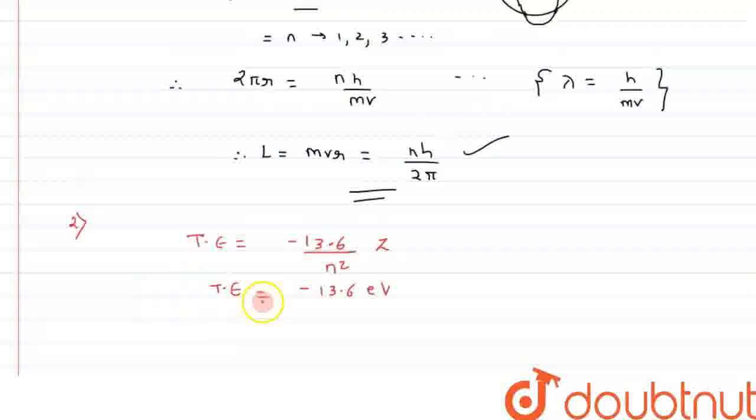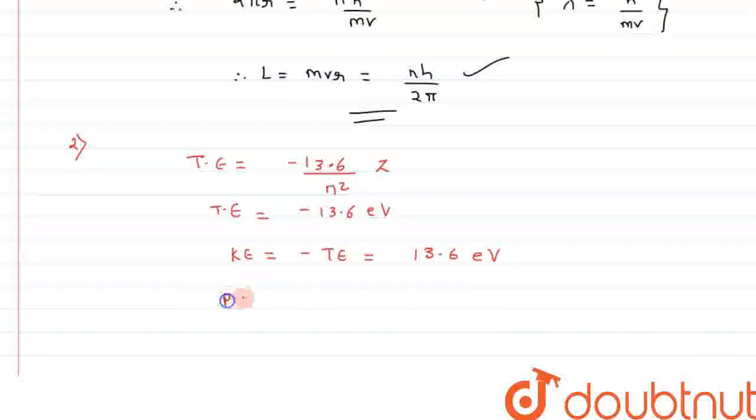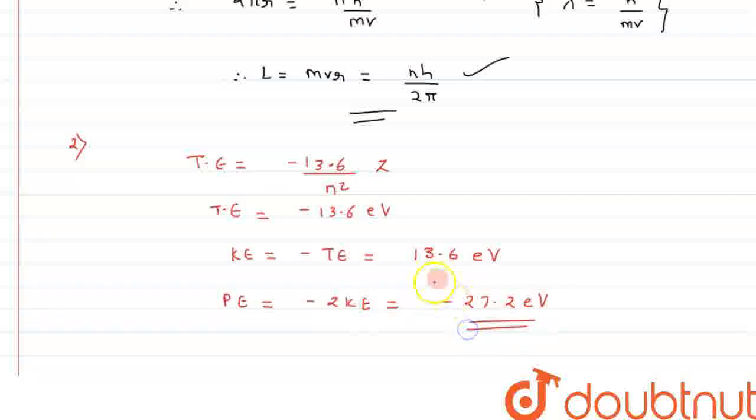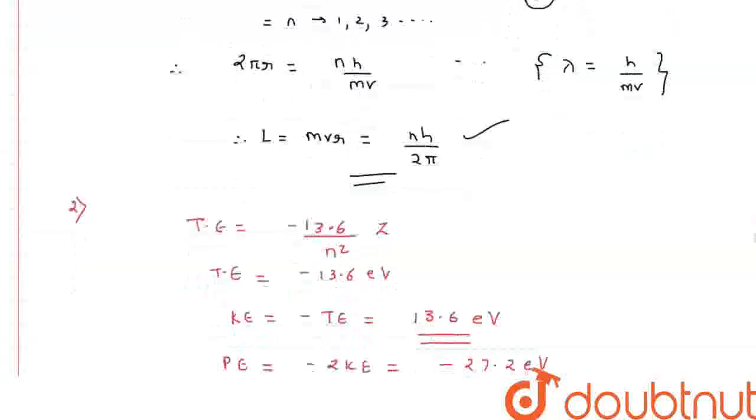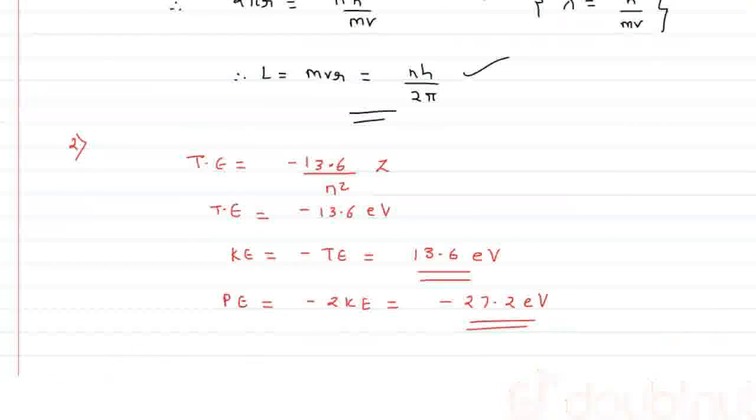So kinetic energy is nothing but the negative of total energy, which results in 13.6 electron volt. Also we have been asked to calculate the potential energy. Potential energy is nothing but the negative of 2 times kinetic energy, which gives us the result as minus 27.2 electron volt. So this is the value of kinetic and potential energy we are getting for the second part of the question. I hope you have understood the concept and thank you for watching.